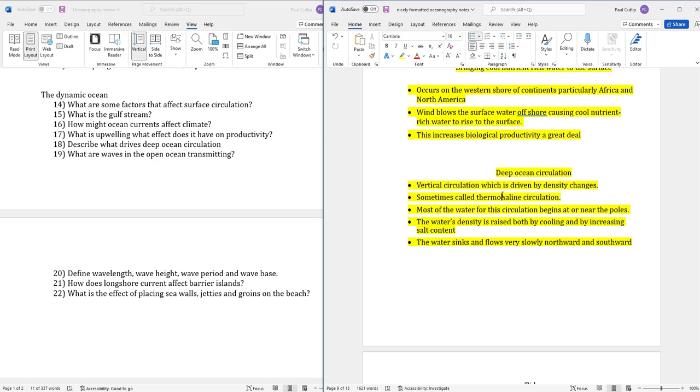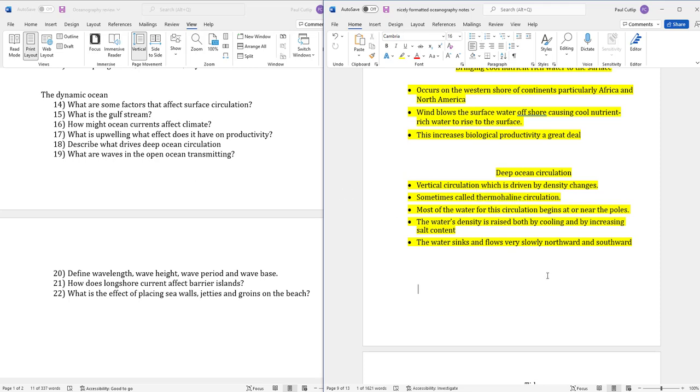Sometimes it's called thermohaline circulation, which if you saw my lecture, you know is a word that I really like because it's very descriptive. Thermo, temperature, haline, salt, right? So it's a circulation pattern driven by changes in temperature and salinity.